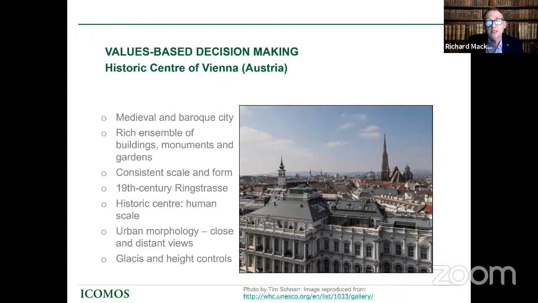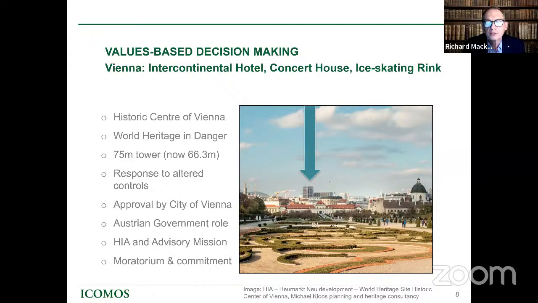However, in recent years, these height controls were amended. And there was a building, the Heumarket development, proposed for the historic centre of Vienna, as illustrated on screen. There was much concern, much debate about this proposal, which was considered by the World Heritage Committee, and the property was placed on the list of World Heritage in Danger. While the trigger was this proposed 75, now 66 metre tall tower, in fact, the major threat to the property was the altered controls, which would allow such a development, and their impact on those attributes of the property being the human scale, the urban morphology, the long and short views, and the general form of the historic city.